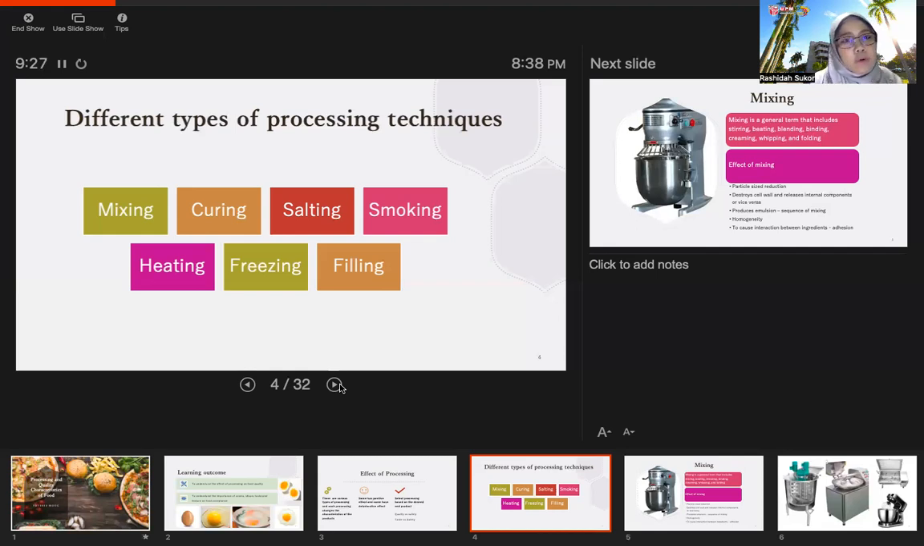Filling can be cold filling and also hot filling. This one applies more to liquid products that are treated first before being filled in a bottle, for example. This is used a lot in paste or liquid products like sauces, juices, and whatnot.